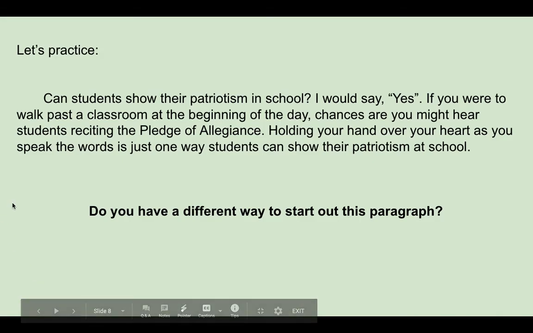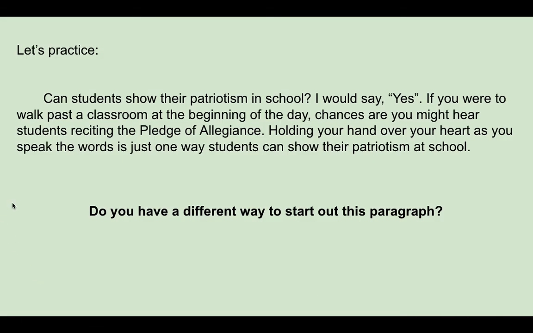Okay, time to practice. Can students show their patriotism in school? I would say yes. If you were to walk past a classroom at the beginning of the day, chances are you might hear students reciting the Pledge of Allegiance. Holding your hand over your heart as you speak the words is just one way students can show their patriotism at school. Do you have a different way to start this paragraph out?